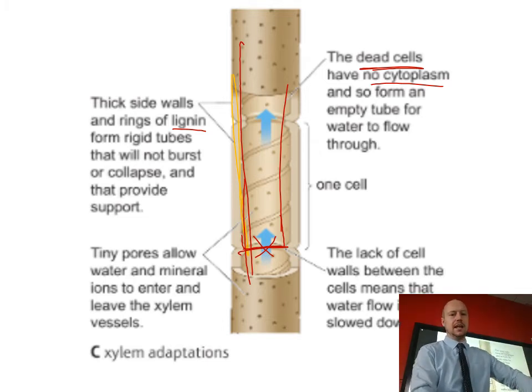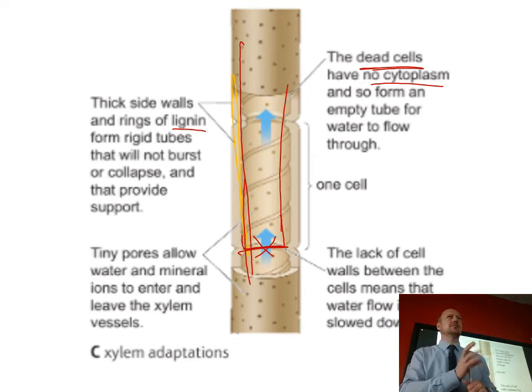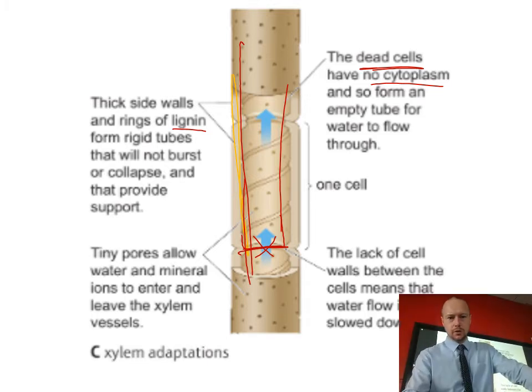There's another fact there, is that it's got tiny pores in the cell walls to allow things through, so things can get through without having to do osmosis and things like that, or active transport. They can just move through these pores through diffusion.